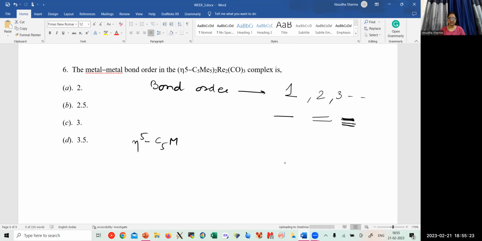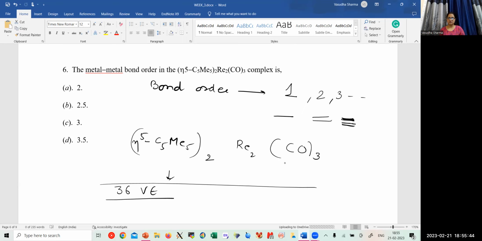C5Me5, this is two in number, rhenium two, carbonyl three. So this is basically a diamond. Okay. So now we need to know that this complex forms a 36 valence electron count, or for one rhenium, it is 18 valence electrons. So therefore, we need to take the combination.